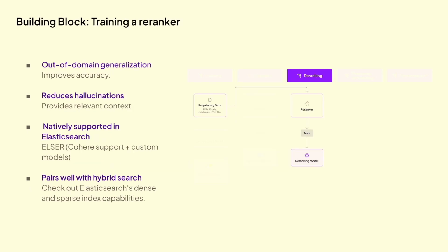Reranking: if you're training a reranker, it really helps reduce hallucinations and out-of-domain generalization. I believe Elasticsearch supports that already. You can bring some rerankers custom, or you can use Cohere support, which is off the shelf. But regardless, it's very important that you have a pipeline that trains that as well, if you're doing a custom one, which I believe really helps. And it goes well with the hybrid search, the dense and sparse index capabilities that Elasticsearch already has.